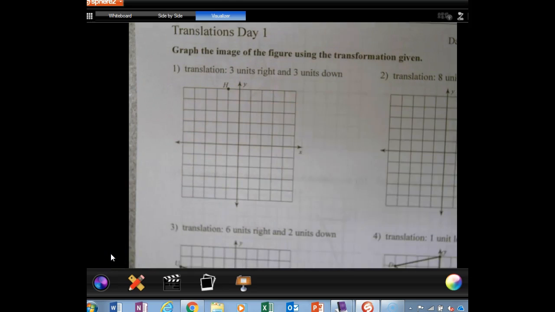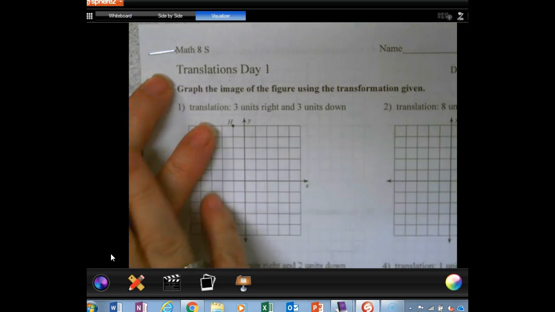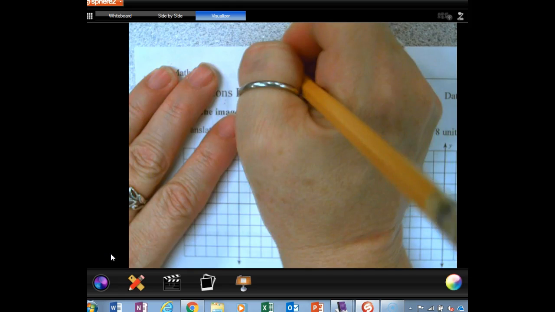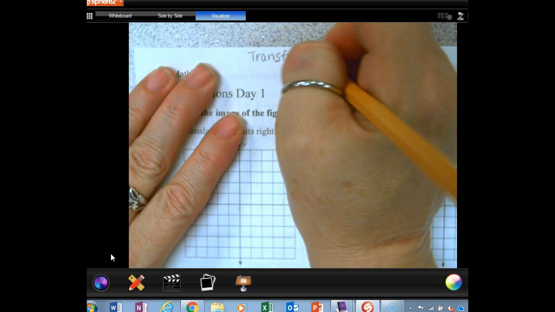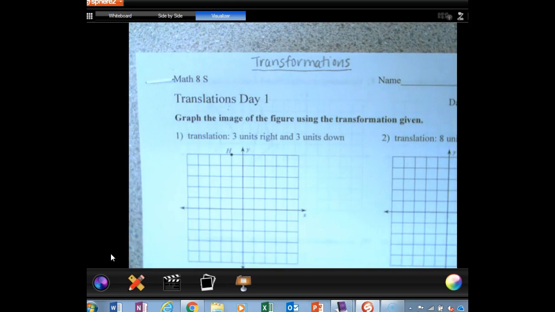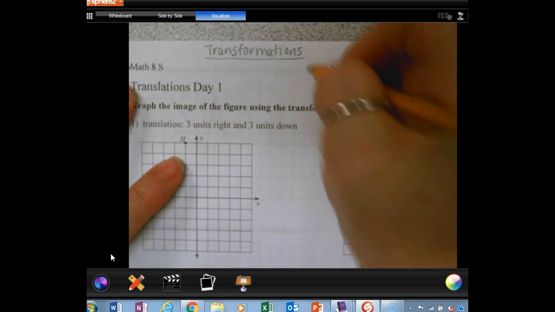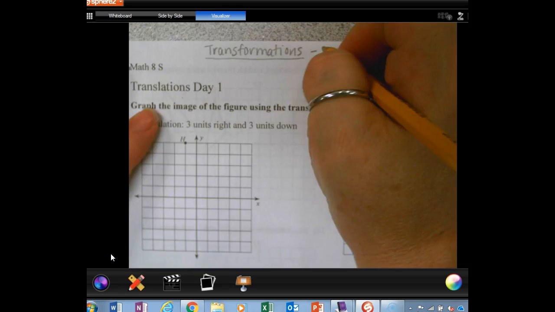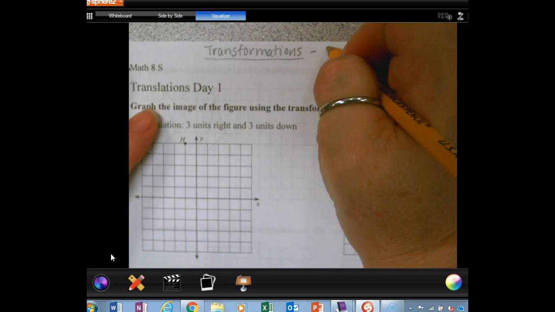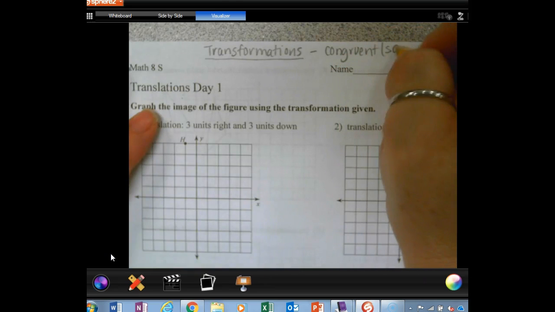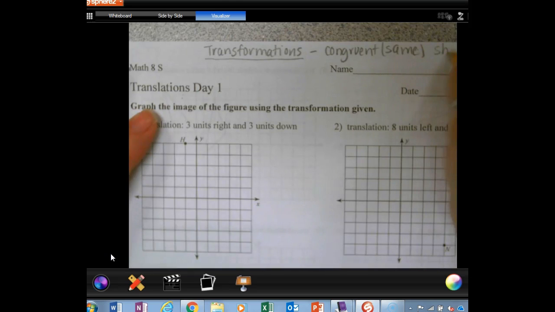So when we have translations, that is going to be the first type of our transformations, okay? So we're going to call them transformations. We're going to learn 3 of them. There are more, but we're only going to learn 3. Okay? So a transformation is not, the types of transformations we're learning are going to have congruent, that means they're the same shapes.